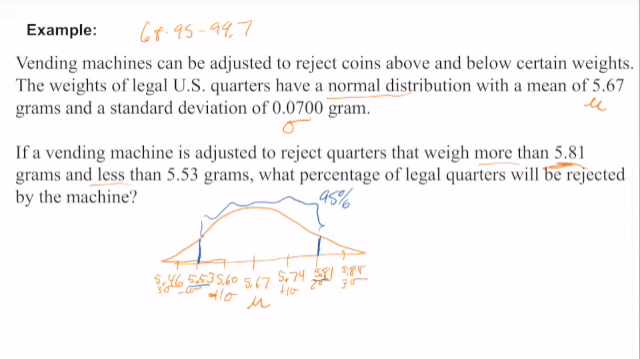So the area point here is 0.95. Friendly reminder, the area under a normal curve is 1. So how do I find out the area over here and over here? Because that's what I want. This is where the weights of the quarters will be rejected. What I do is I take 1 minus 0.95. That gives me 0.05, so 5%. 5% of legal quarters would be rejected.